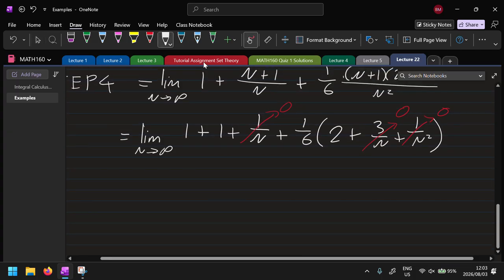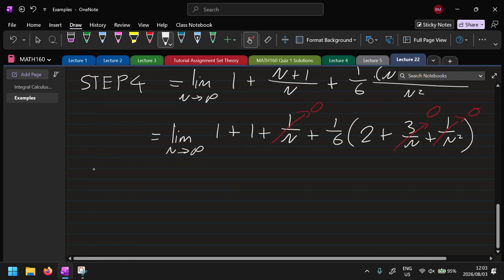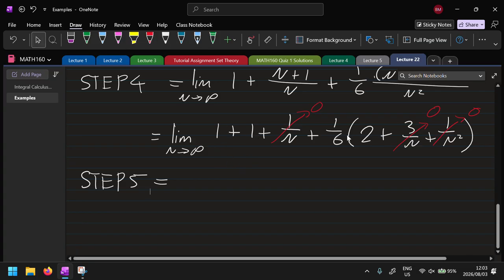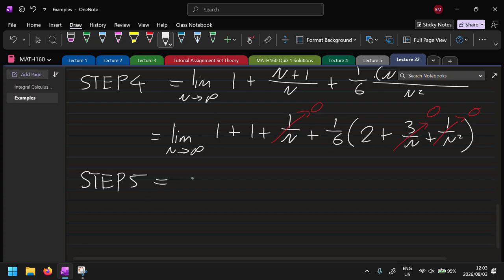And step 5. Okay, once we're done with all the cancellation, we just add up whatever's left. So we've got 1 plus 1, so there'll be 2 plus a third. Okay, so there'll be, what's that, 7 over 3.